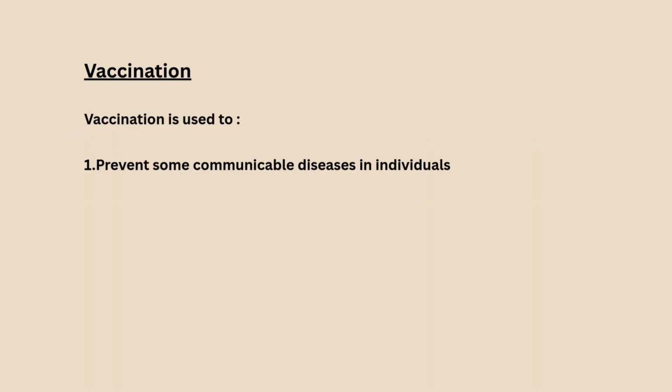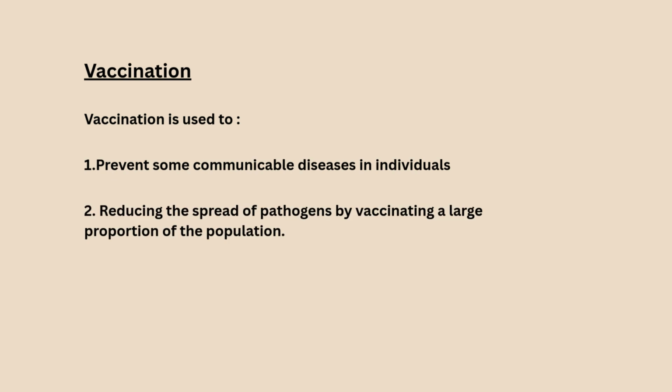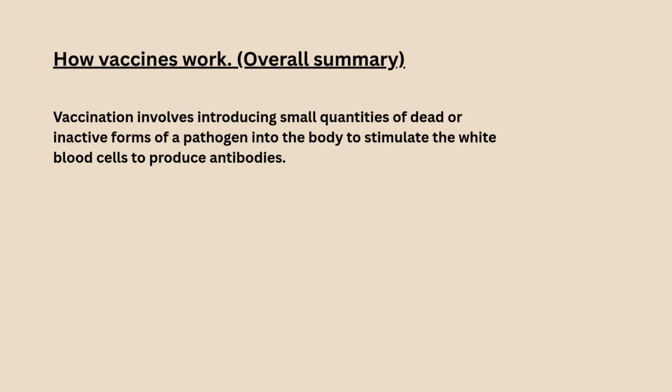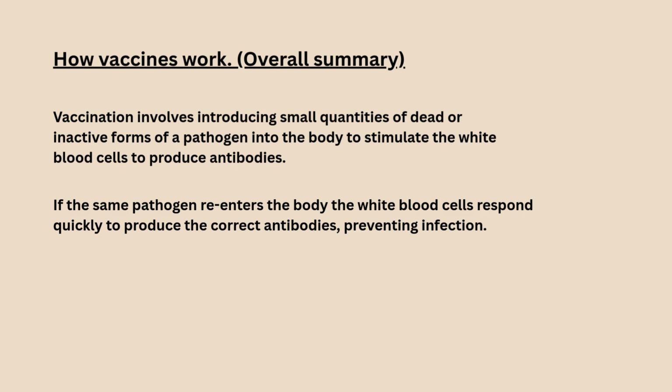Vaccination is used to prevent some communicable diseases in individuals, reducing the spread of pathogens by vaccinating a large proportion of the population. How vaccines work. Vaccination involves introducing small quantities of dead or inactive forms of a pathogen into the body to stimulate the white blood cells to produce antibodies. If the same pathogen re-enters the body, the white blood cells will respond quickly to produce the correct antibodies, preventing infection.